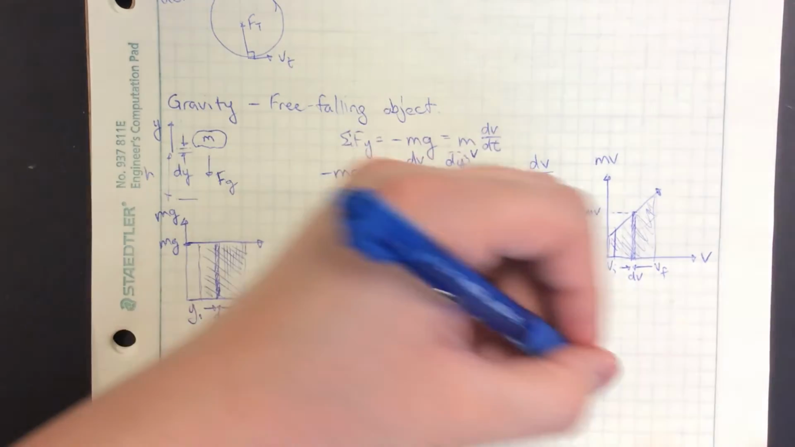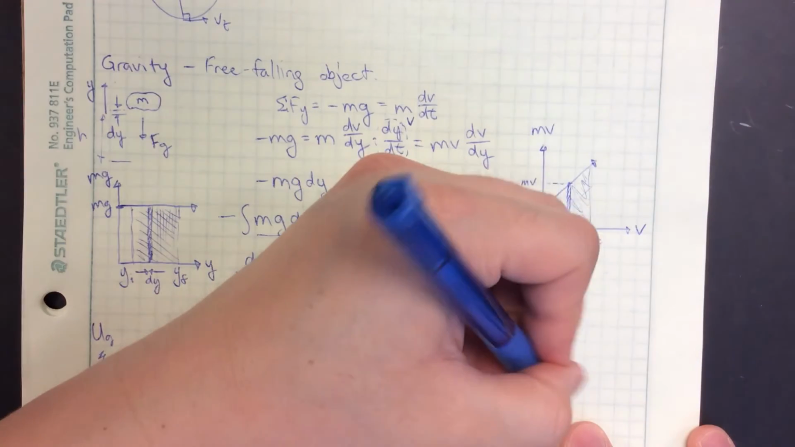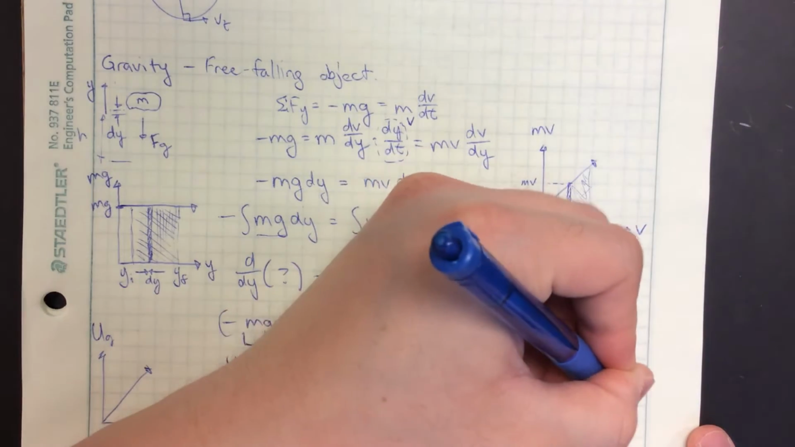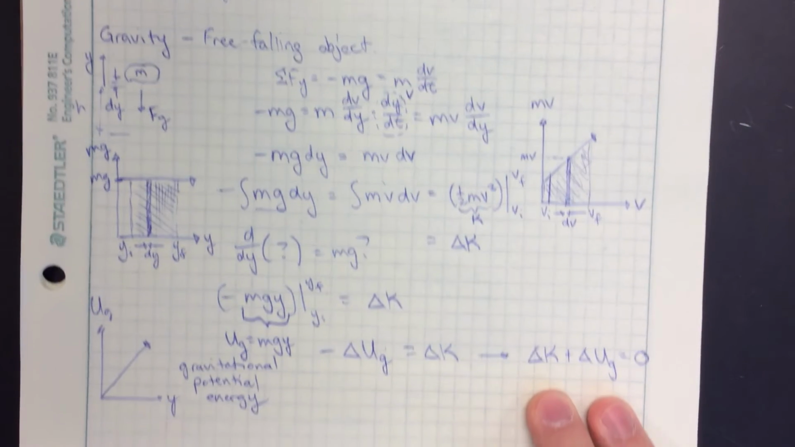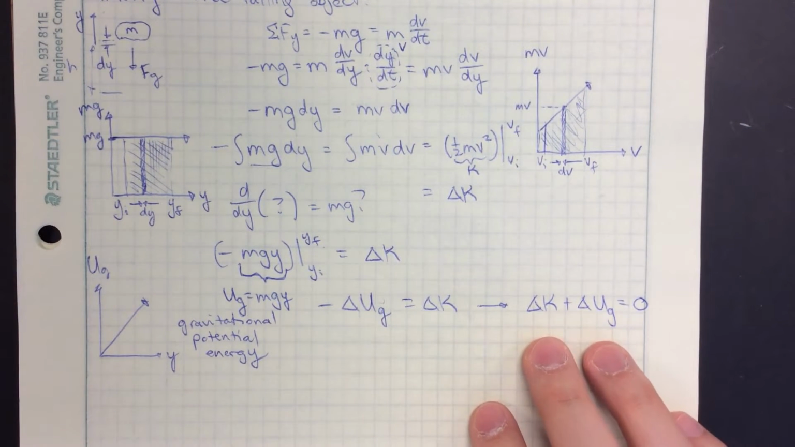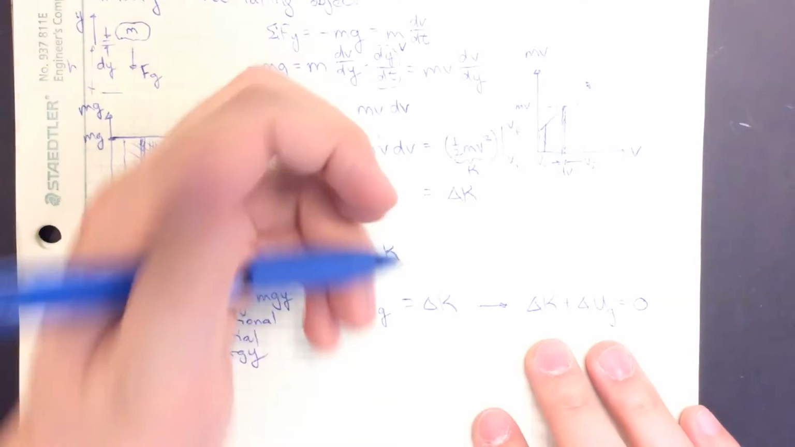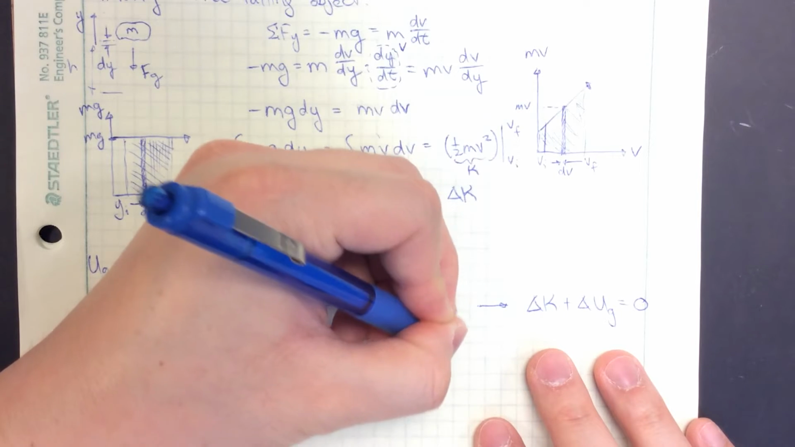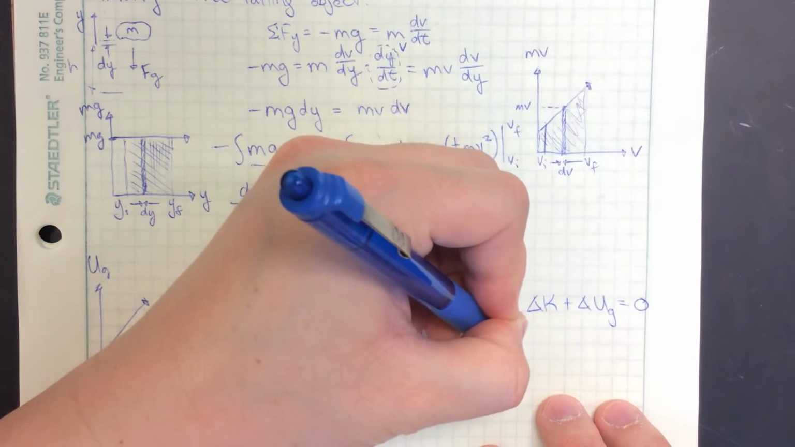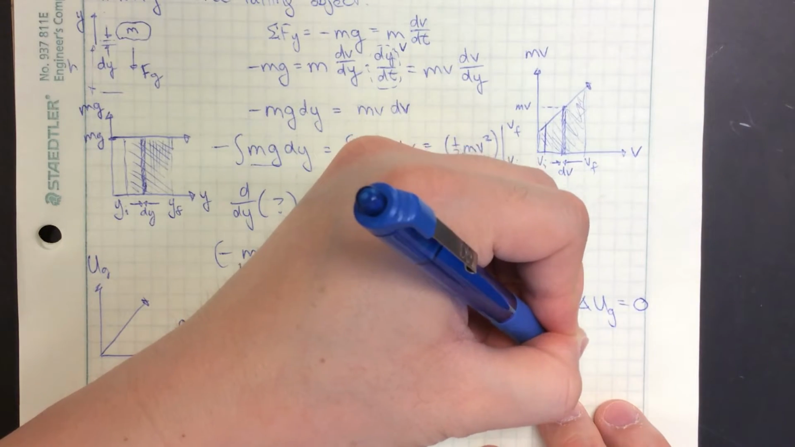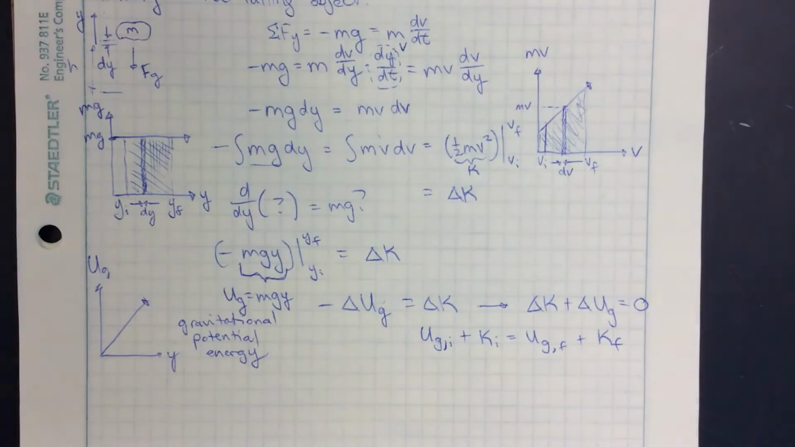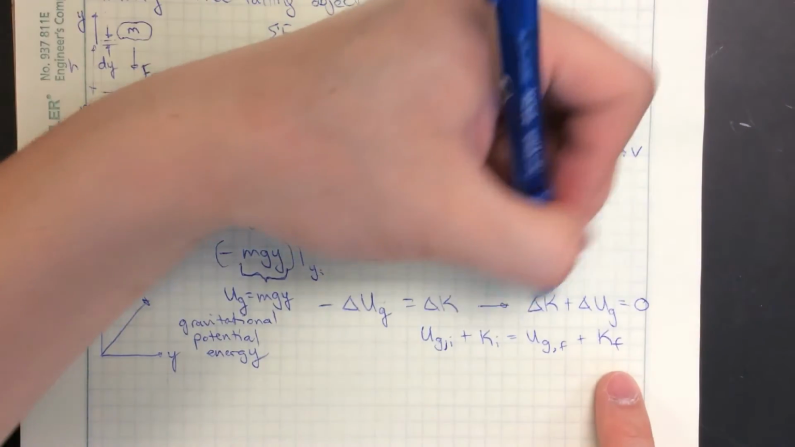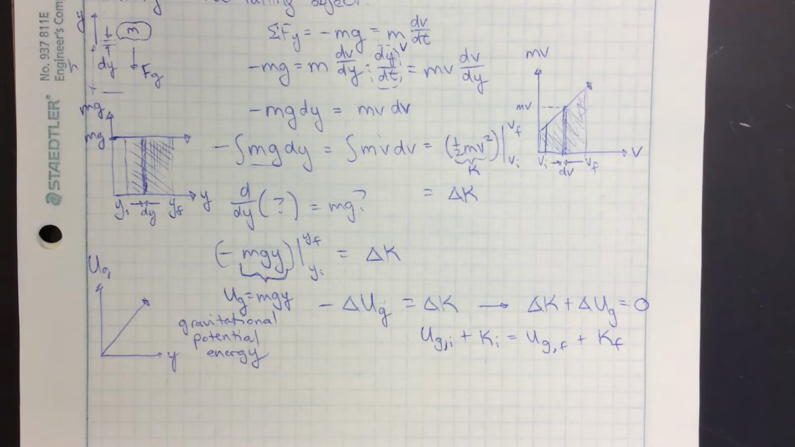Or alternatively, the change in K plus the change in UG should equal 0. If you put them together, there should be no net change after you put everything together. Alternatively, you can also write it like this. The initial potential energy plus the initial kinetic energy must equal the final potential energy plus the final kinetic energy. These two statements are mathematically equivalent. They're saying the same thing. You can't have a change in the energy of your system.